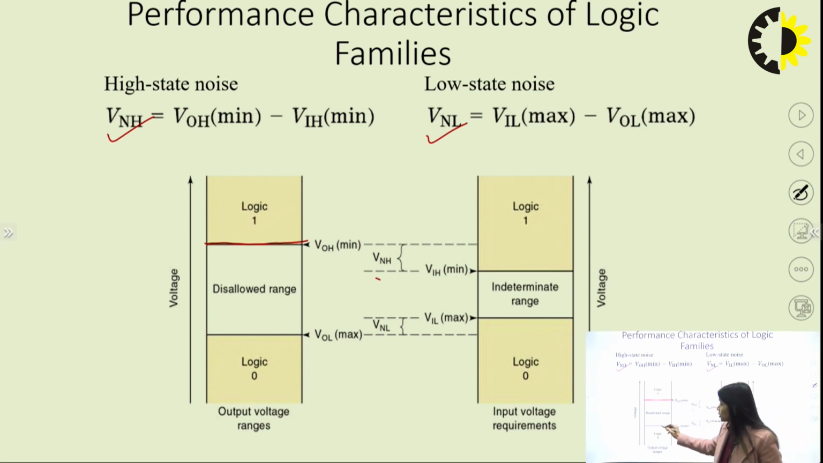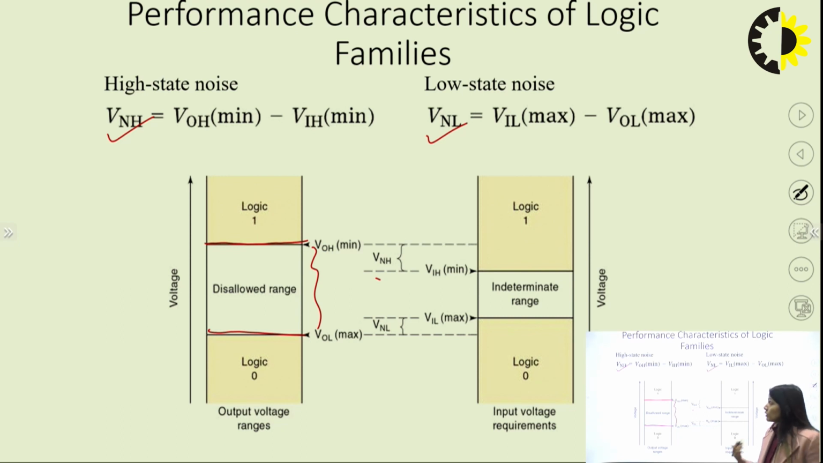Similarly, for logic 0, there is a maximum level where logic 0 can be detected, and if the level crosses that VOL maximum, it may be detected as logic 1. But what we do is keep a disallowed range between VOH minimum and VOL maximum, right?